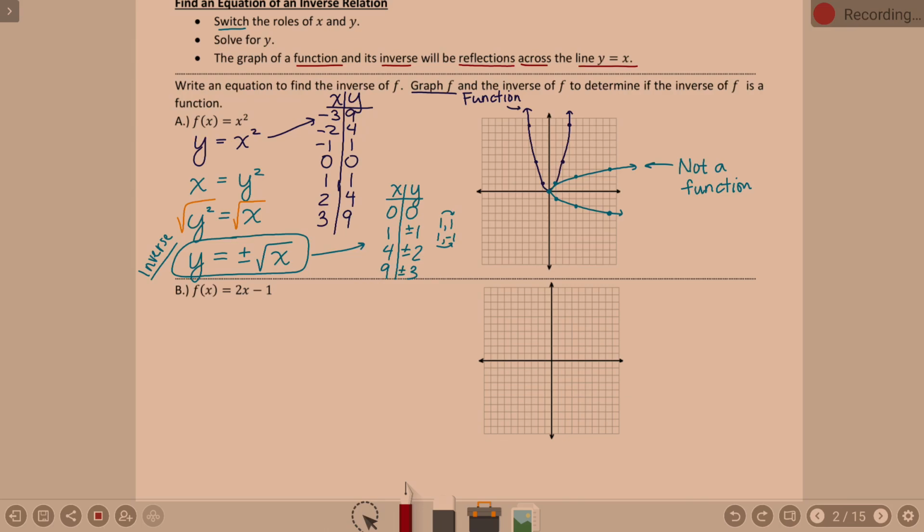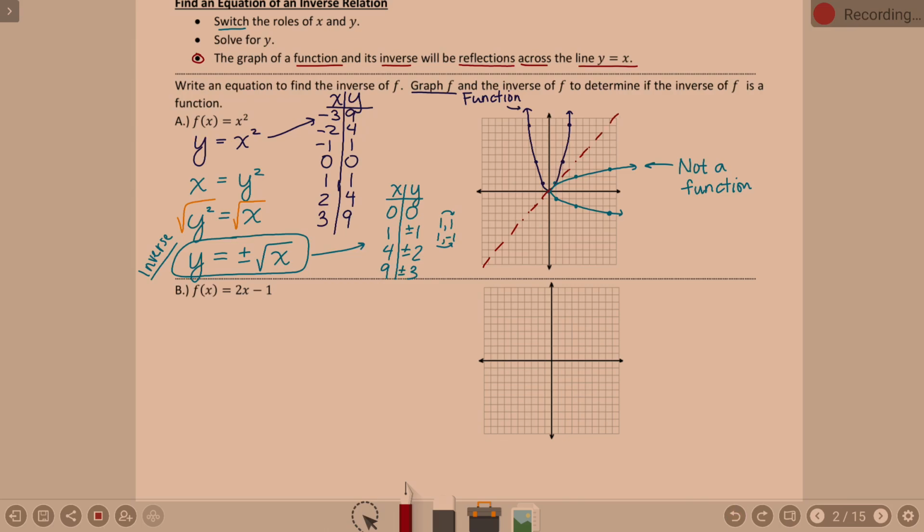But up here, third bullet point back up here, the graph of a function and its inverse will be reflections across the line y equals x. The line y equals x is a line that goes through 0, 0, 1, 1, 2, 2, 3, 3, 4, 4, 5, 5, 6, 6, and so on and so forth that way too.